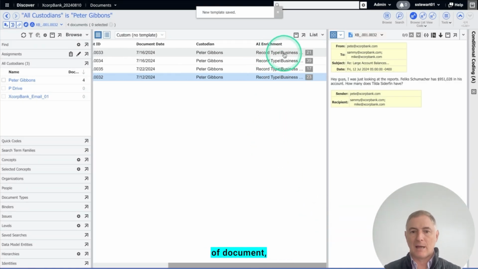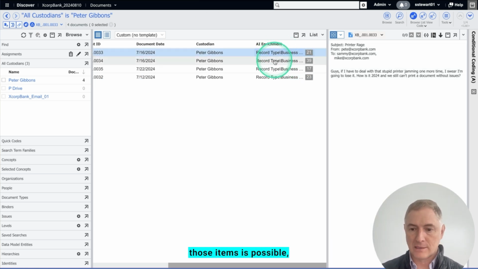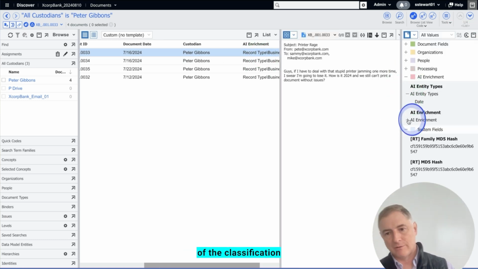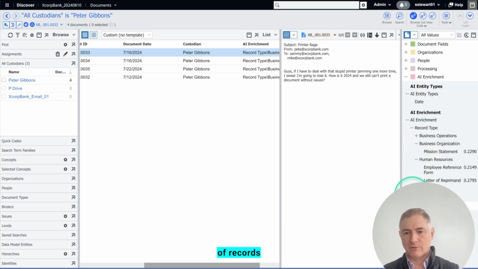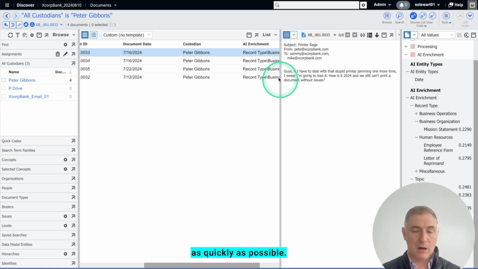What is the type of document, what does it contain. So again, as much of that information as we can push onto those items as possible, to effectively accelerate those specific outcomes. And that includes not just the classification and categorization, but all of the different things about what the types of records are, what the specific entities are, as you start to think about doing things like redaction, et cetera. So again, continuing to push, pull, and gain a lot of insights as quickly as possible.